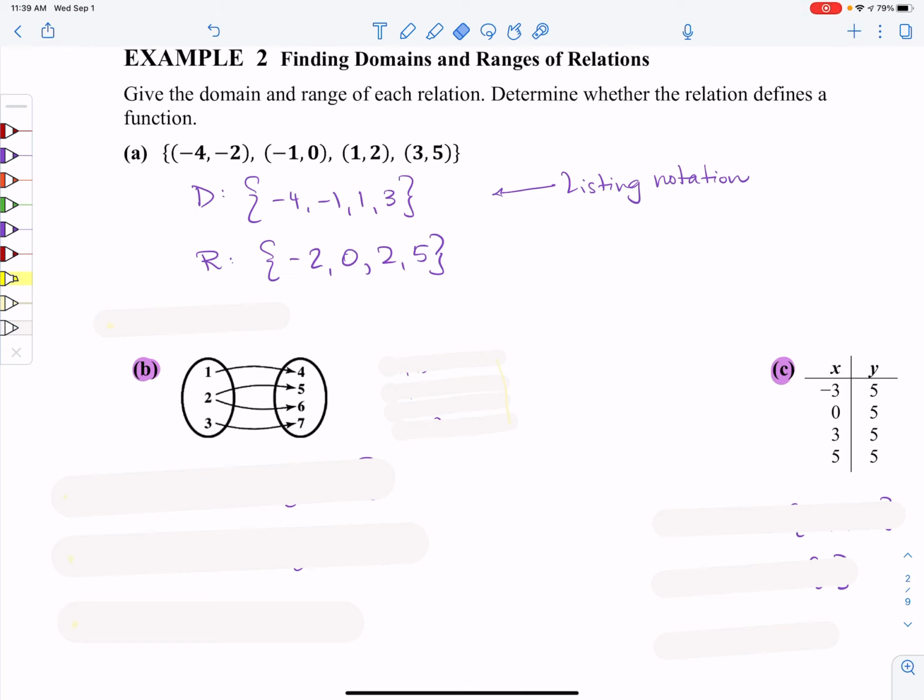My range is going to be a list of the y values, so -2, 0, 2, and 5. And we're going to say that, yes, this is a function. The second part of my instructions here told me to determine if the relation was a function.